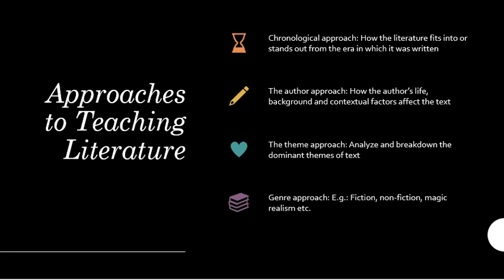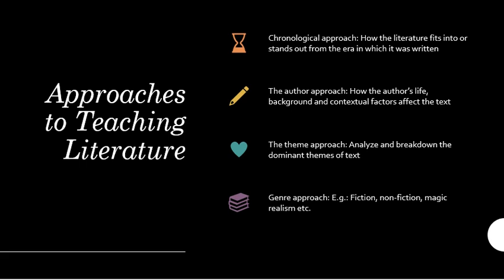Then we have the author approach, and that is how the author's life, background and contextual factors affect the text. Now, sometimes that is not really relevant. Sometimes knowing the background of how a piece of literature came into being and who the author was, what was going on at that time, will help you to understand the piece and to appreciate it more. For example, World War I poetry. It would help you to know if the poet had been a soldier on the front lines. That will add a level of understanding to the poem.